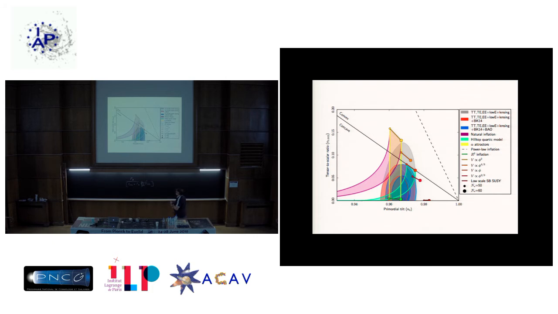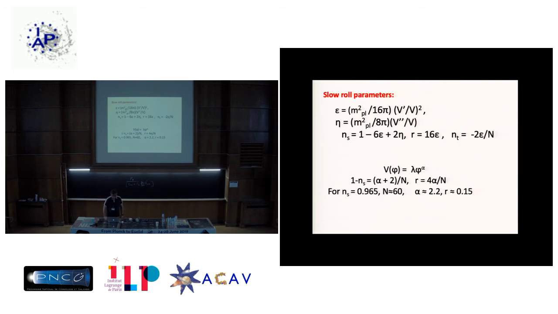Well, this plot is familiar to you all, and it's very interesting because it's forcing us to flat inflationary potentials. Okay, so if we look at slow roll parameters, then we have, sorry, let me get the pointer. We have an accurate measurement of NS.